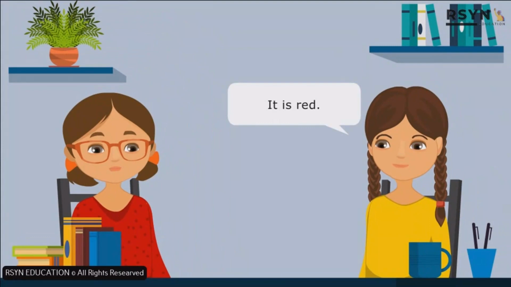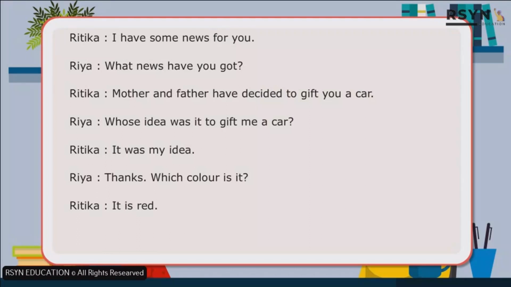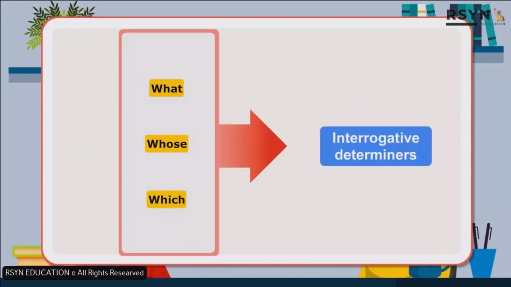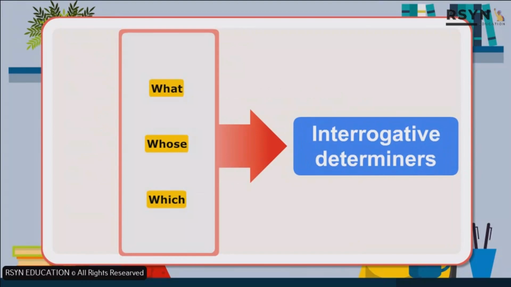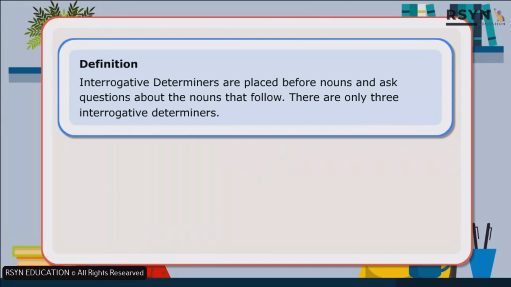It is red. In the dialogues, the girls have used words that ask questions about the nouns that follow. The words what, whose, which are examples of interrogative determiners. Definition: interrogative determiners are placed before nouns and ask questions about the nouns that follow. There are only 3 interrogative determiners.